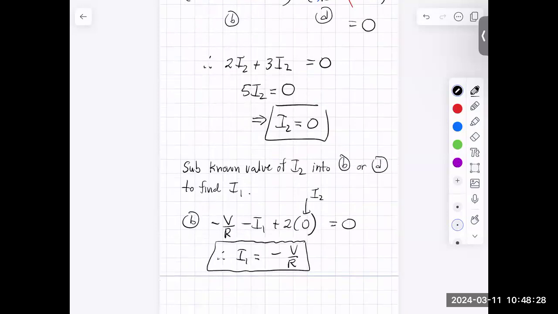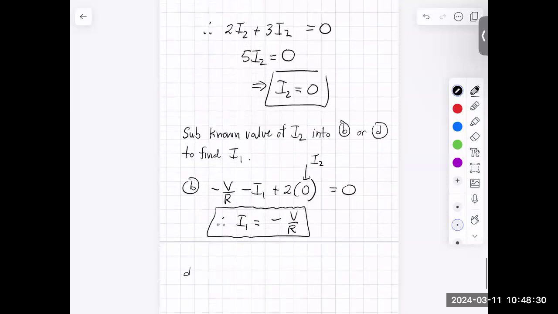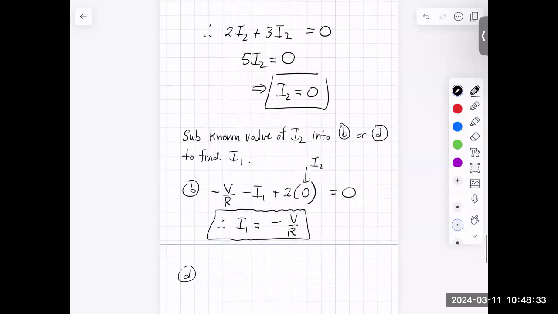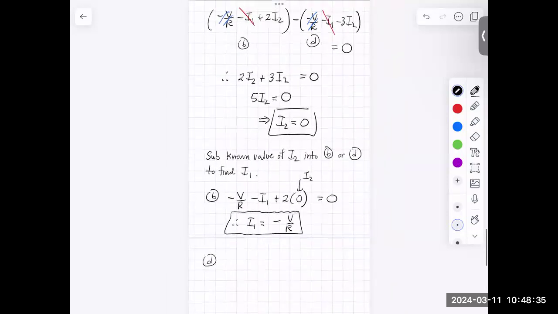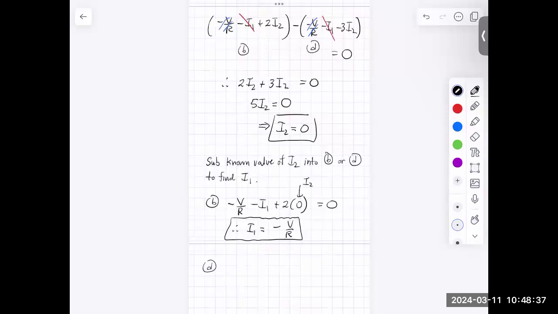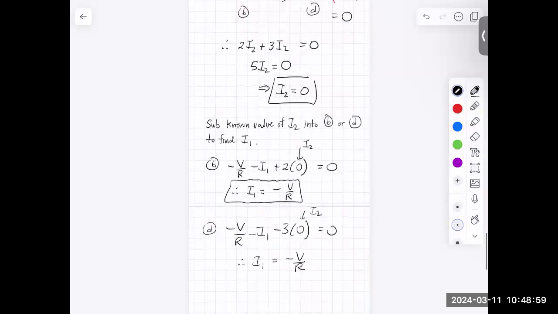Let's just try equation D. And let's see what happens. We better get the same result, otherwise we have a problem. So equation D is on the right there, so it's minus V over R minus I1 minus 3 times I2, but I2 is 0. That's equal to 0, and so therefore I1 is equal to minus V over R. And so of course, these are the same.